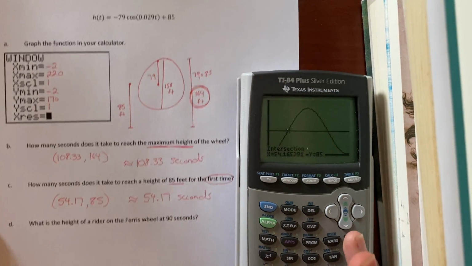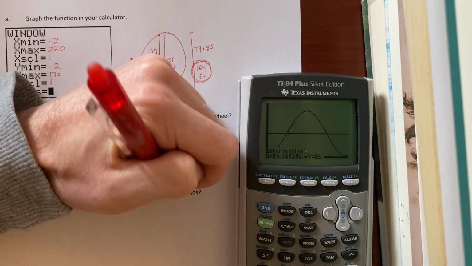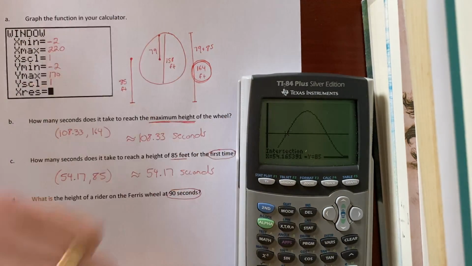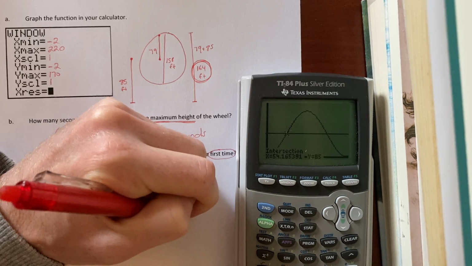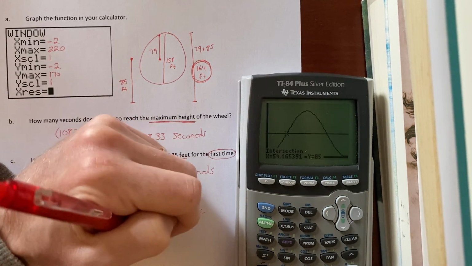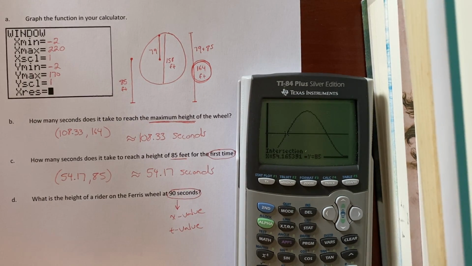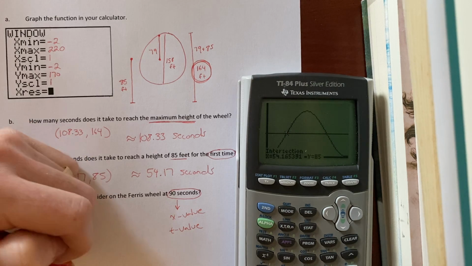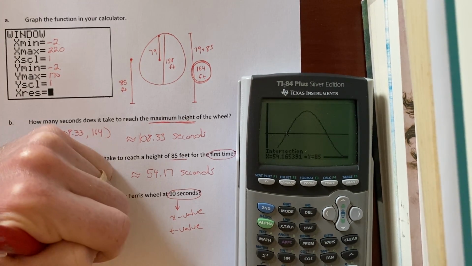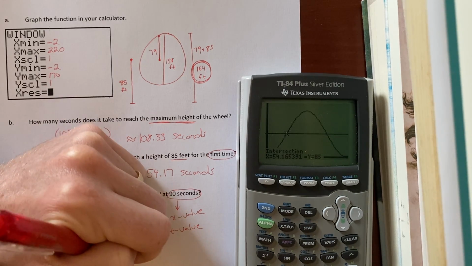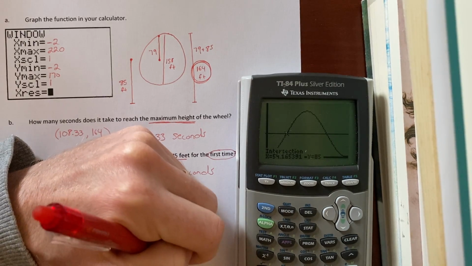All right, last question of the day. It says, what is the height of a rider on the Ferris wheel at 90 seconds? So in all the other cases, they gave us the y value. This 90 seconds is an x value, or technically, in this example, it's a t value because they use t instead of x. So there are a couple of different ways you can go about answering this question. The first method I could do is everywhere I see a t in my equation, I can plug in a 90.